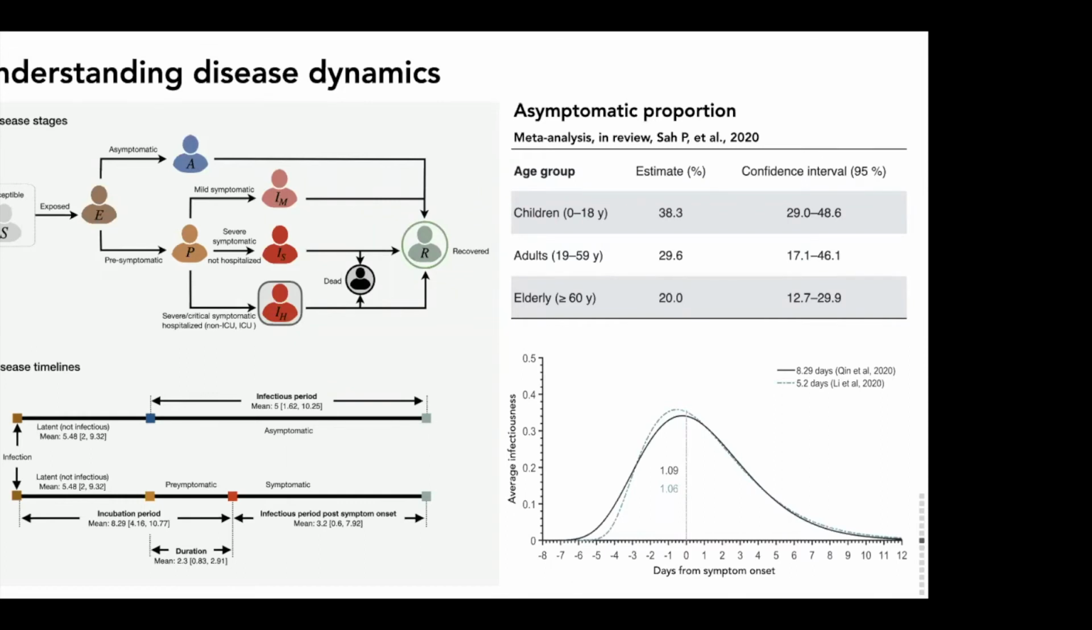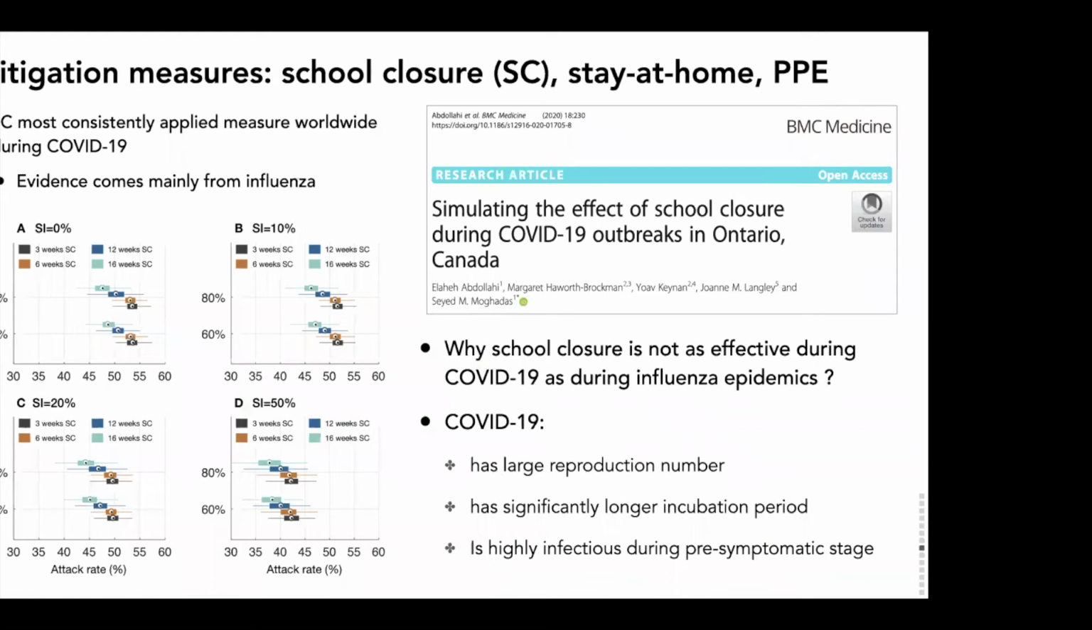So with this understanding of disease dynamics, now was the time essentially for us to look at the impact of different intervention strategies that were implemented, some of them at the global scale, and some of them specific to different geographic regions or countries. One of the measures that was most consistently applied worldwide was school closure. Most of the evidence that we get for the effect of school closure in reducing disease spread among children and in the wider community is essentially from influenza epidemics.